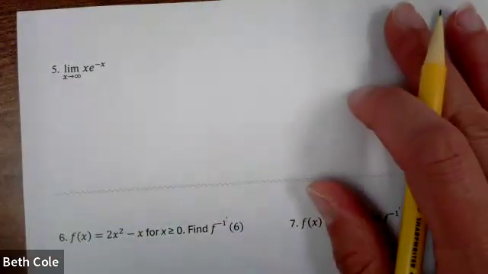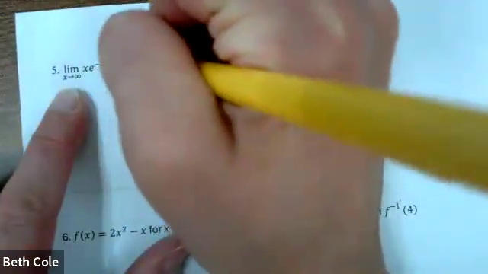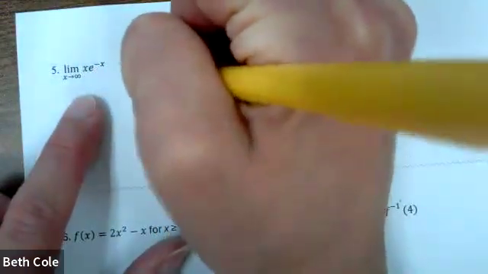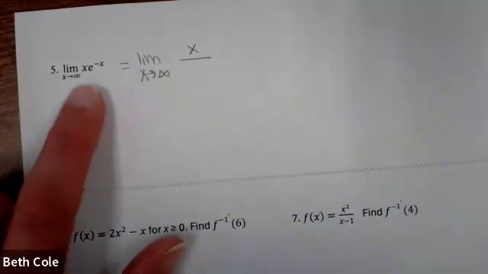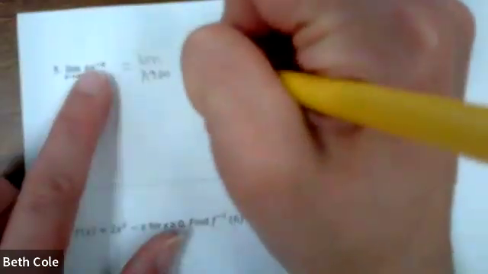Oh, I did put one more in here. For this one, you can only do L'Hopital's rule if you have a fraction. This is not a fraction. So the very first thing we're going to need to do is rewrite it. X would stay on the numerator. Why can I put e to the x in the denominator? Beautiful. You guys have good algebra on top of it.